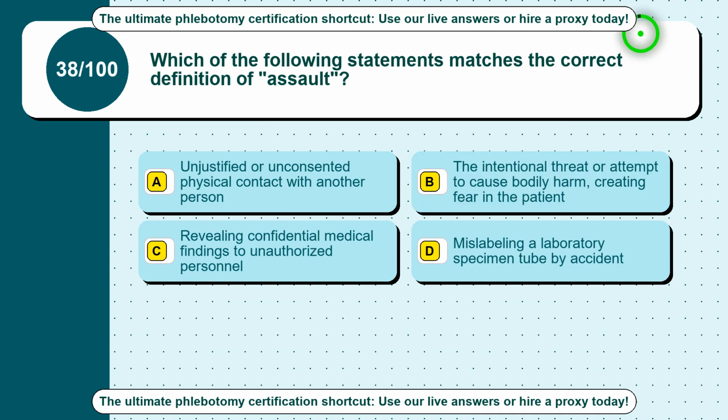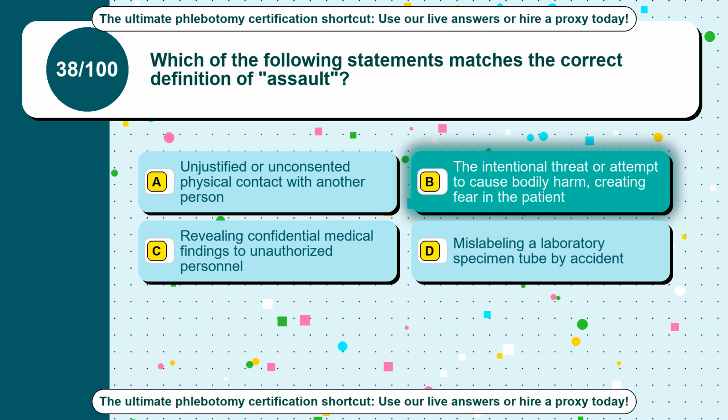Question 38. Which of the following statements matches the correct definition of assault? Option A. Unjustified or unconsented physical contact with another person. Option B. The intentional threat or attempt to cause bodily harm, creating fear in the patient. Option C. Revealing confidential medical findings to unauthorized personnel. Option D. Mislabeling a laboratory specimen tube by accident. The correct answer is option B. The intentional threat or attempt to cause bodily harm, creating fear in the patient.